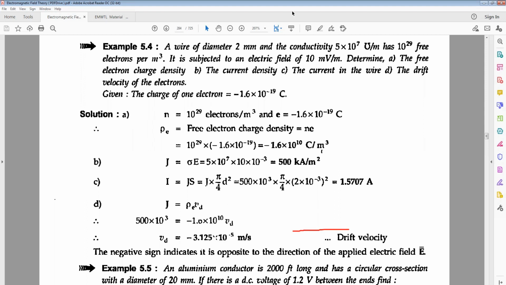Free electron charge density, my dear friends, rho E, and the current density J, the current in the wire, nothing but you can find out the I, and also the drift velocity of electrons, Vd.